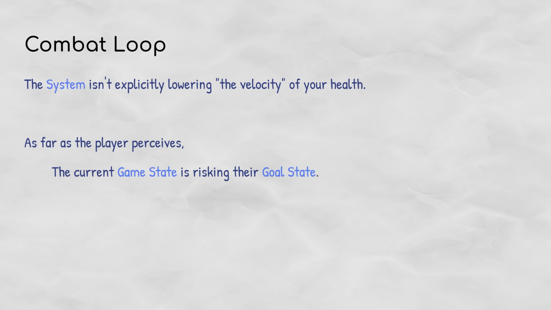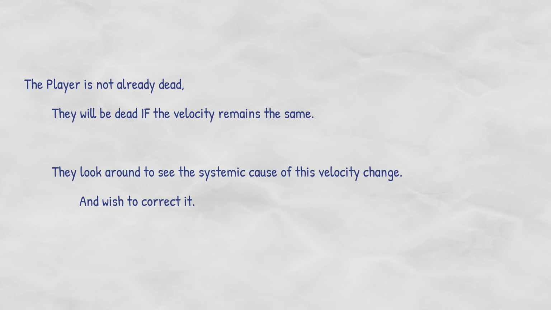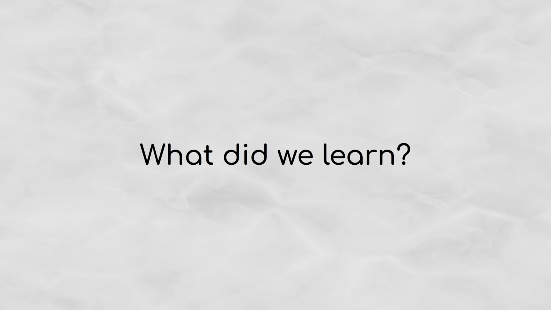And in a given combat loop, the system isn't explicitly lowering the velocity of health as far as the player perceives; the current game state is risking their goal state. The player is not already dead, but they will be if the velocity remains the same, and they look around to see the systemic cause of this velocity change, and they wish to correct it. Our health gun is now creating more subtle effects in the mind, more than, oh gee, I hope I don't die. So, what did we learn?